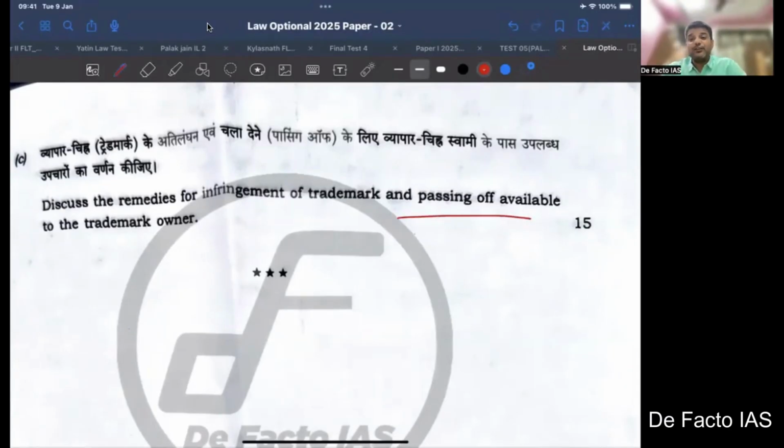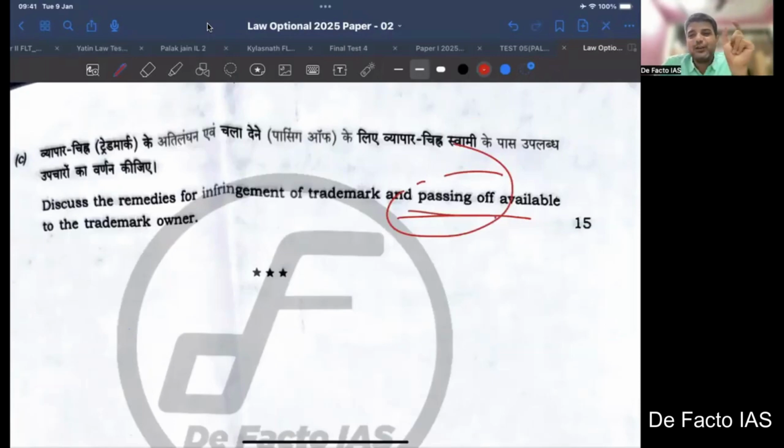Remember, passing off is an extra remedy which is not there in the Trademark Act, right? The trademark is unregistered. This is basically a tortious remedy. So you can first talk about the statutory remedy, fines, punishment, all those things. And then you can talk about tort and passing off.